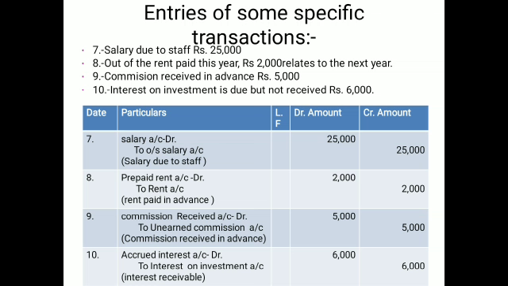The first two entries are listed with the expense, and the next two entries are listed with the income. First, if any expense is due, then expense account debit to outstanding expense. If there is any advance of expense, then prepaid expense debit to expense account. If any income is received in advance, then income debit to unearned income. And if any income is receivable, then accrued income debit to income.